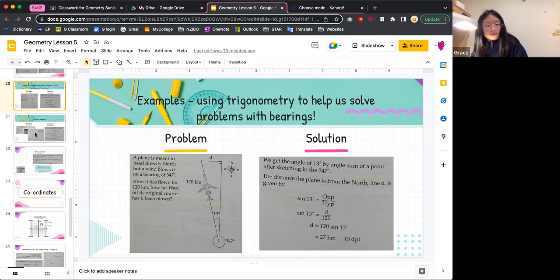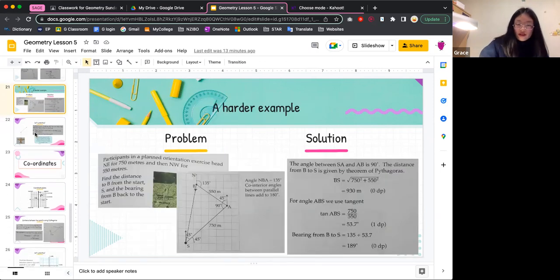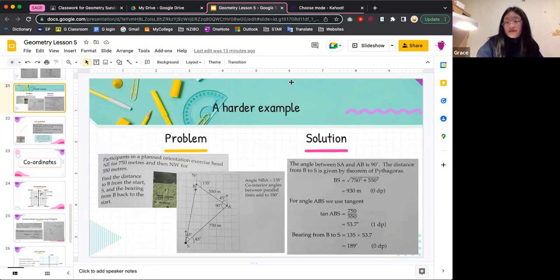Sometimes we can get harder problems which involve more than one object, and then they all have bearings relative to each other. So for example, here we've got participants in a planned orientation exercise heading northeast. So they start off at S, and then they head northeast, so in this direction.